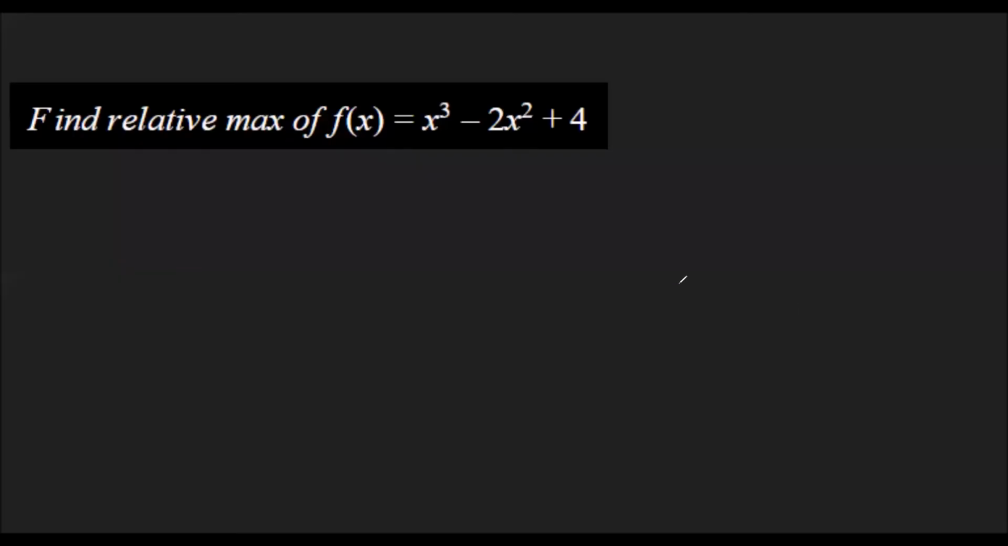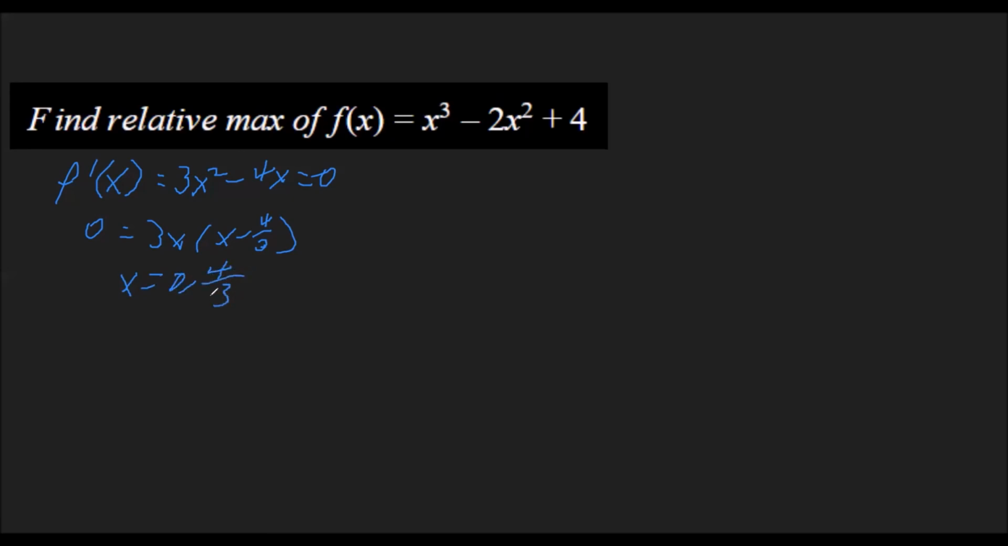Okay, so this is the final example problem. We want to find the relative max of f of x, where f of x equals x cubed minus 2x squared plus 4. So first we're going to try to find our critical points, if there are any. We're going to do that by finding the derivative of f of x, which is equal to 3x squared minus 4x. From here, we're going to set this equal to 0. And we end up with 0 equals 3x times x minus 4/3. And if this statement were to be true, x would have to be equal to 0 and also 4/3.